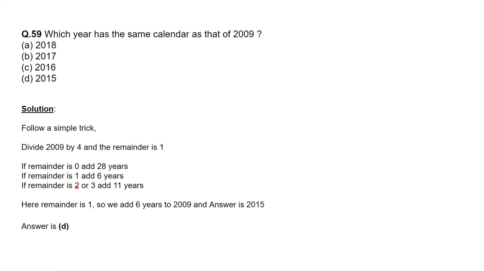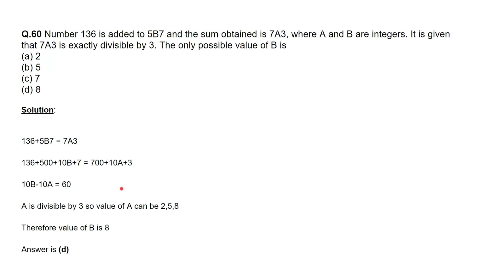For solving such types of questions, what you basically have to see is, if the remainder is 0, then you add 28 years to it. If the remainder is 1, add 6 here. If the remainder is 2 or 3, then you add 11 years to it.